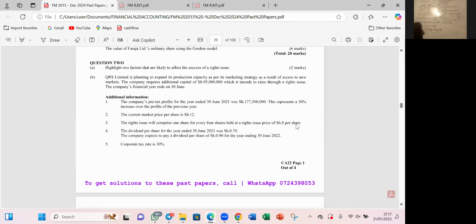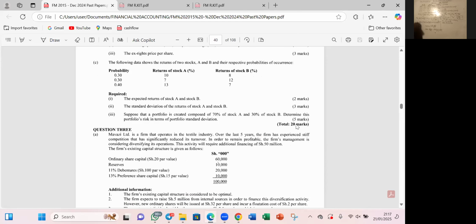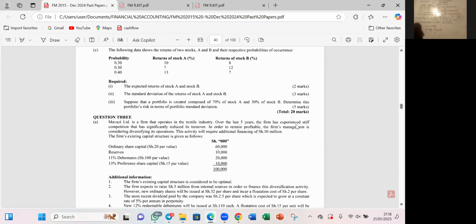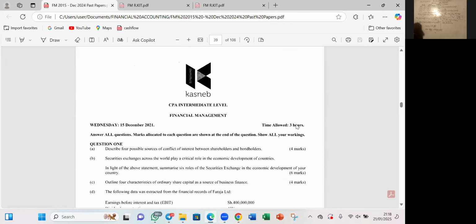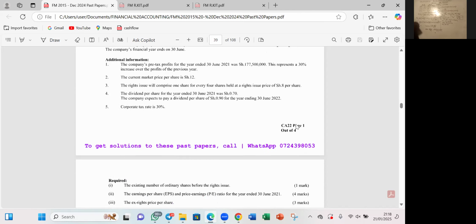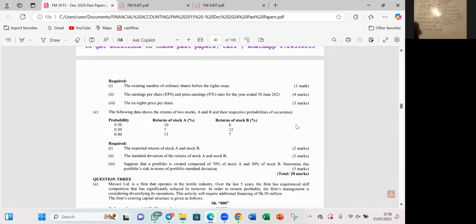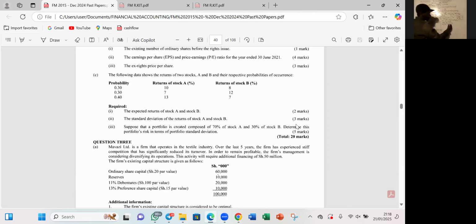Then December 2021. I am looking for a question, I don't know which sitting it was in. So this one we have another question here, December 2021, question number 2C. I think you don't need to do it. They say you have been given the following information. We have the probability and return of A and B in percentage. Number 1, expected return of A and B. Number 2, standard deviation. Number 3, suppose the portfolio has 70% A, 30% B. Compute the portfolio risk and portfolio standard deviation.